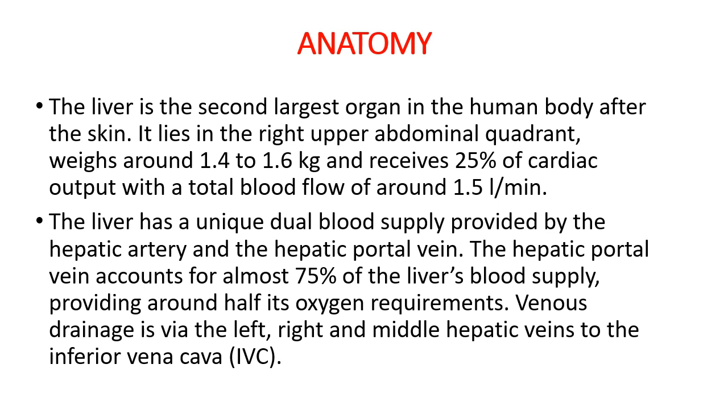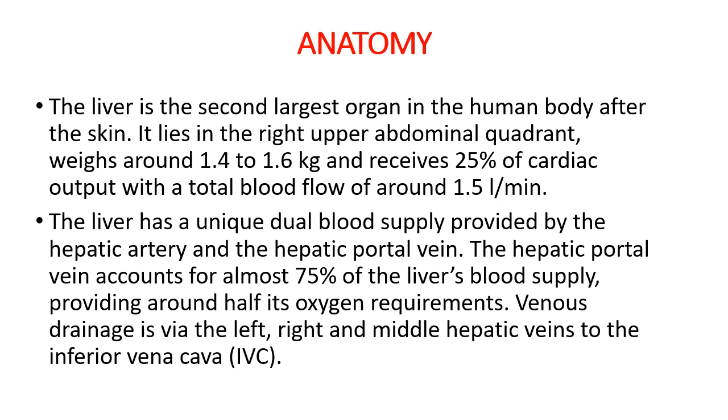And of course, once more, anatomy. The liver is the second largest organ in the human body after the skin. It lies in the right upper abdominal quadrant, weighs around 1.4 to 1.6 kilograms and receives 25% of cardiac output, with a total blood flow of around 1.5 liters.